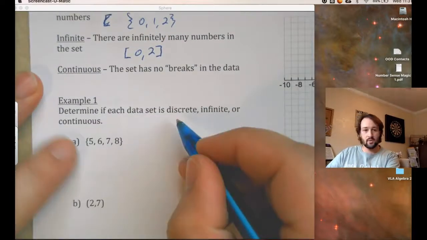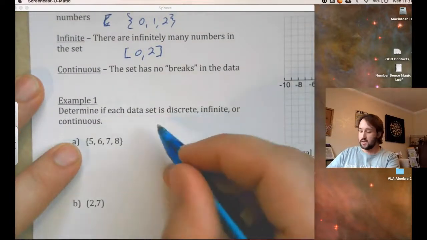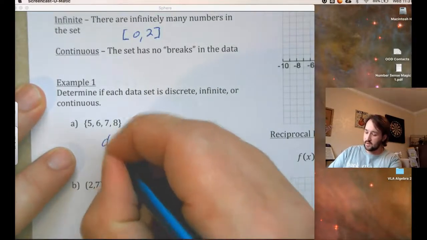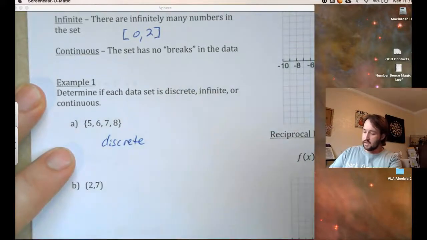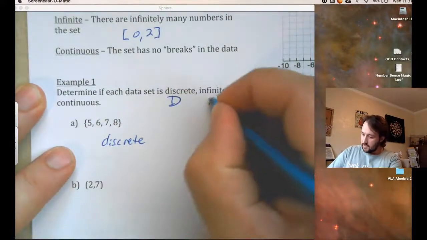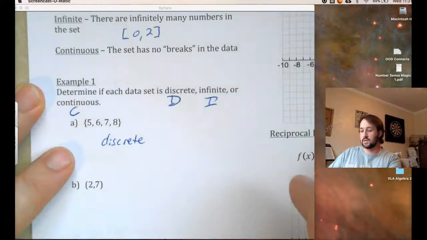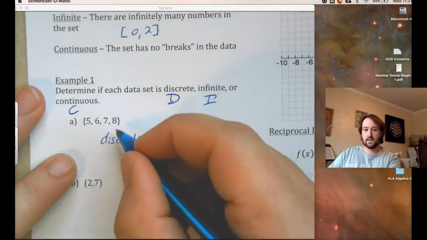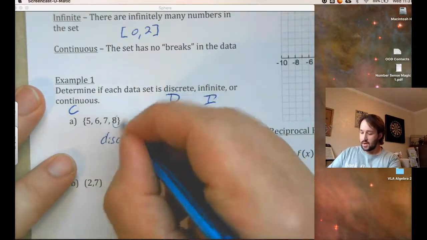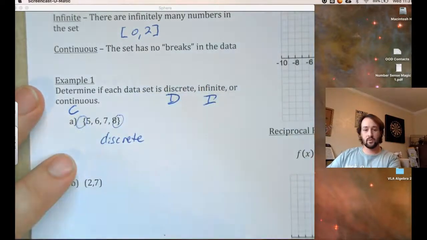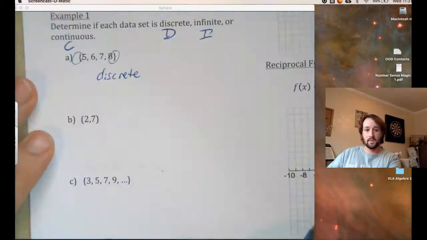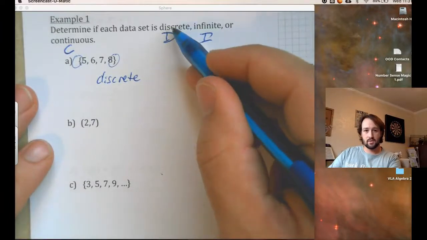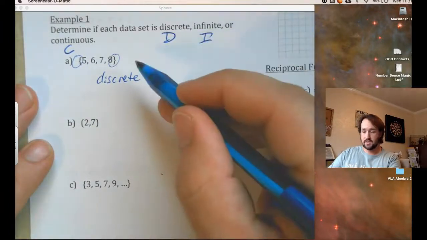All right, so determine if each is discrete, infinite, or continuous. So 5, 6, 7, 8. It's isolated, so this is already discrete. Here, I'll use D for discrete, I for infinite, and C for continuous. This is also not infinite because it's not saying everything between here. These brackets just mean that we're including only those numbers. All right, part B, from 2 to 7. Remember, D means discrete, I means infinite, C means continuous.